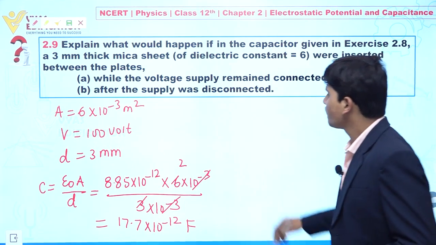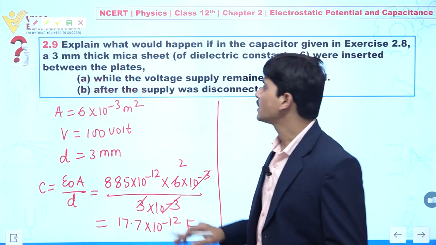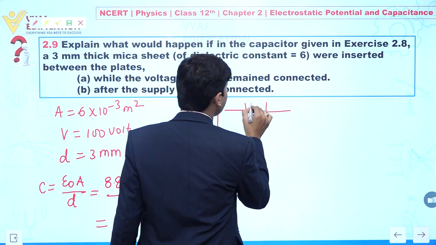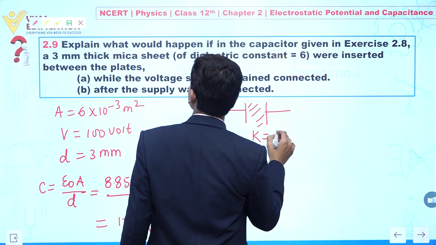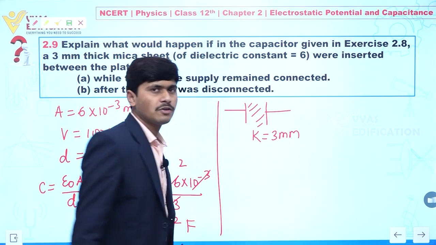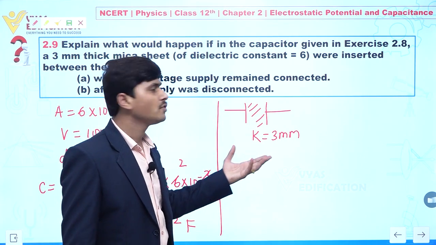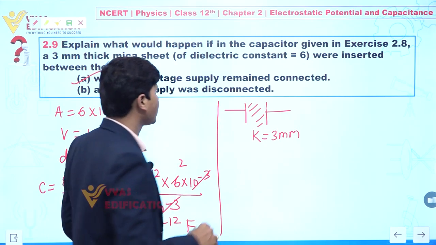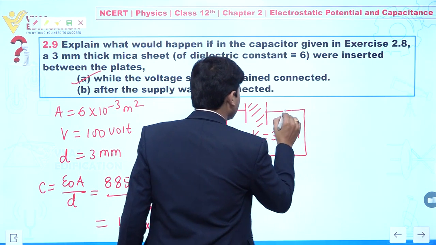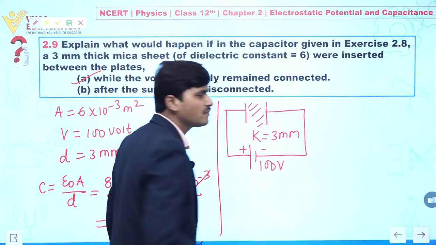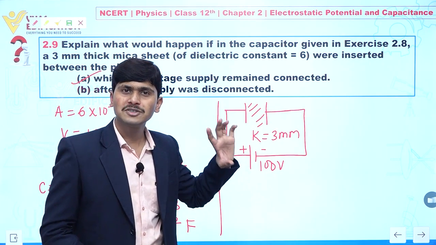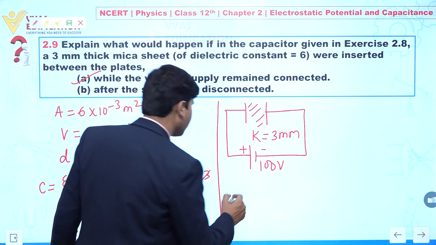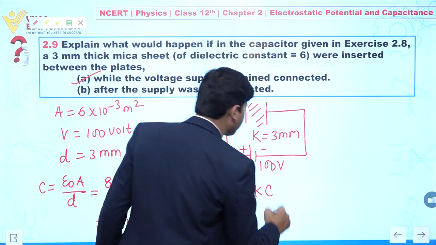Now in this question it is given that we insert a mica sheet having thickness 3 mm between the parallel plate capacitor. So let's suppose this is a parallel plate capacitor, and we introduce here a thick mica sheet of 3 mm. So what will happen when we introduce it? In part A, the voltage supply remains connected. Listen carefully. When the voltage supply remains connected, it means the potential difference across the plates does not change, and the effect will be on the charge or capacitance. So we can say C dash, because the dielectric is inserted, becomes K times C.